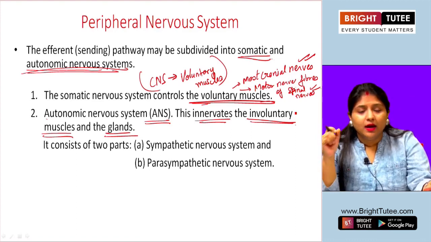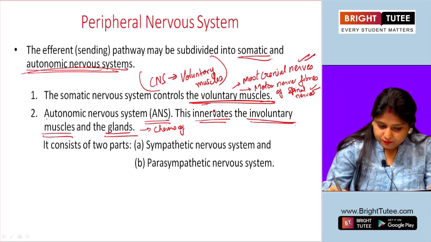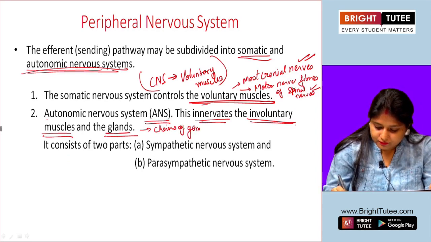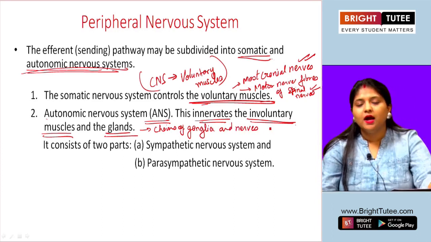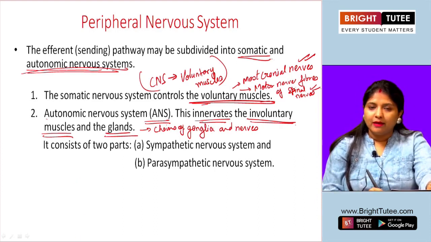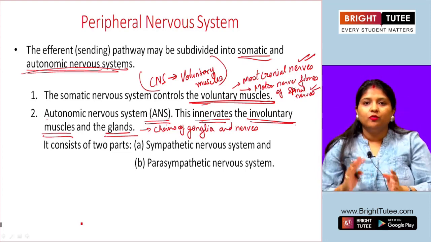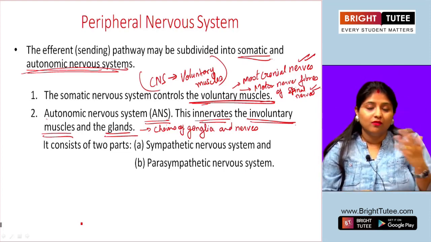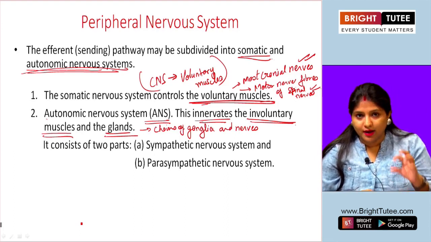So basically it consists of chains of ganglia and nerves, right? And these are present on either side of the backbone. Why on the either side of the backbone? Because within the backbone there is a spinal cord, right? And it is present on both the sides, and obviously because it is involuntary, so a lot of spinal nerves are associated with ANS, right?